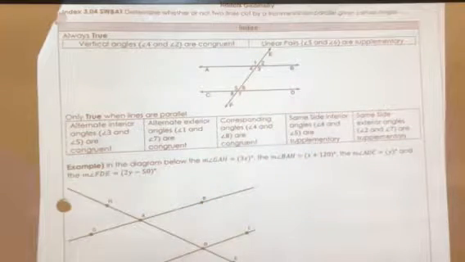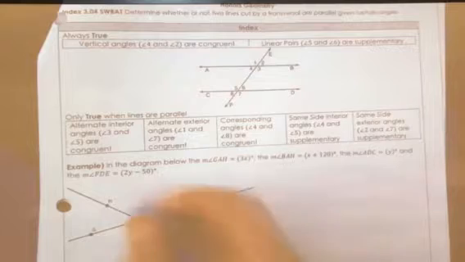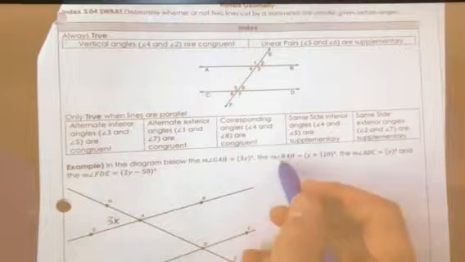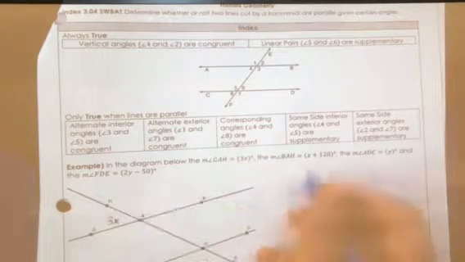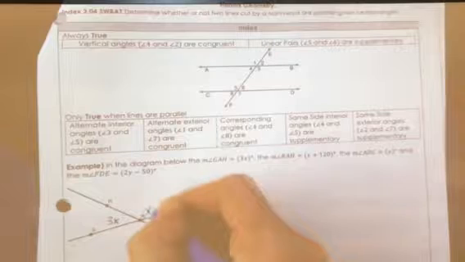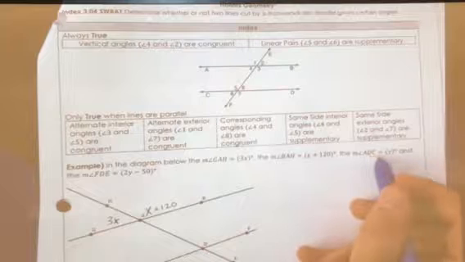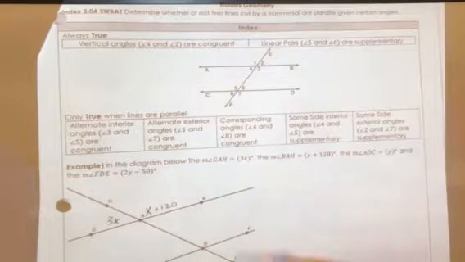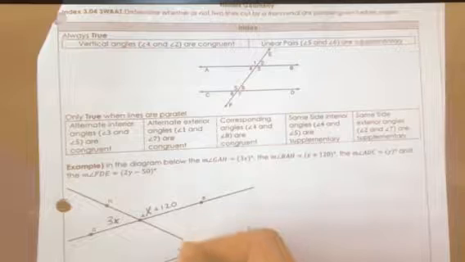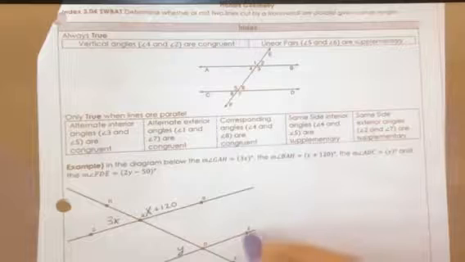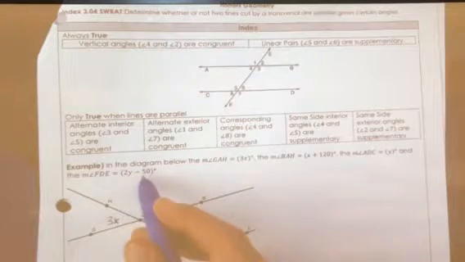So let's try this problem. In the diagram below, the measure of angle GAH equals 3x. The measure of angle BAH equals x plus 120. The measure of angle ADC equals y. And the measure of angle FDE equals 2y minus 50.